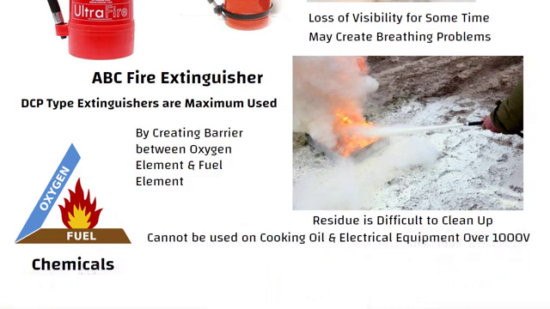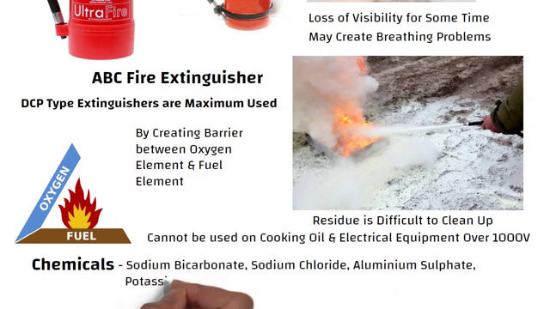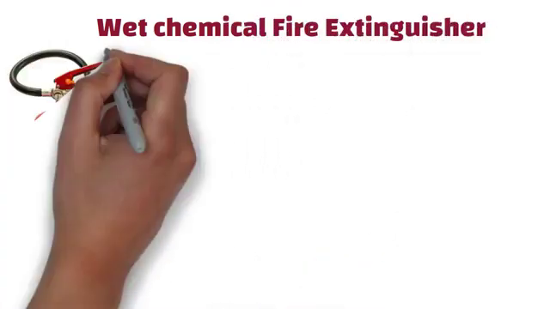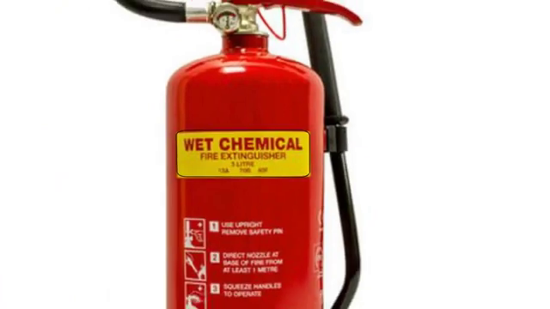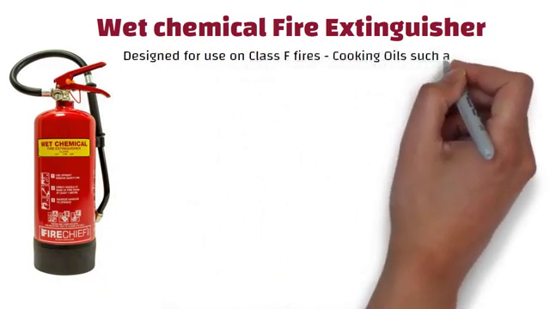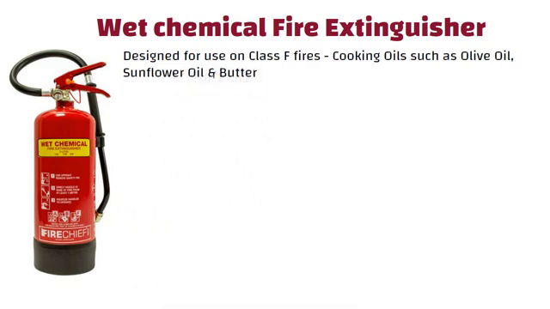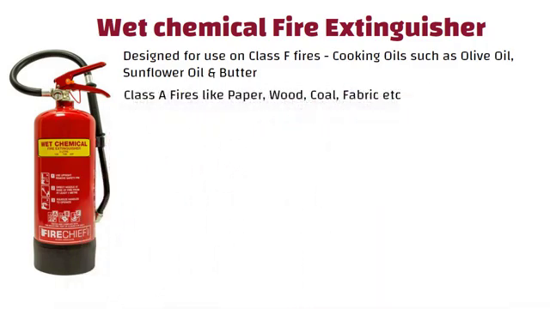The chemicals used in dry powder are sodium bicarbonate, sodium chloride, aluminum sulfate, potassium bicarbonate, potassium chloride, or ammonium phosphate with additives for enhancing flow. Wet chemical type fire extinguisher. These type of fire extinguishers are noted by yellow color. Wet chemical fire extinguishers are designed for use on Class F fires involving cooking oils such as olive oil, sunflower oil and butter, etc. They can also be used on Class A fires like paper, wood, coal, fabric, etc.